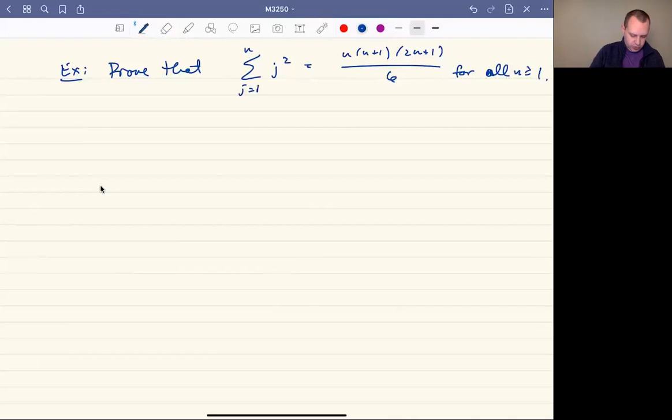And so what we're going to do is, obviously, we'll do this by induction. Our base case is going to be n equals 1. And we just have to check that the formula is valid for n equals 1.